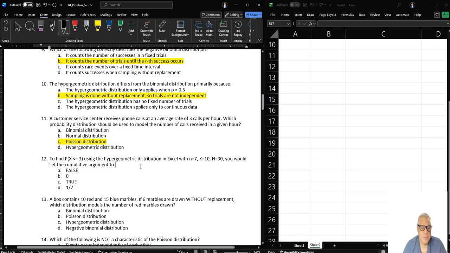To find the probability that x is 3 or less using the hypergeometric distribution in Excel with n equals 7, k equals 10, and N equals 30, you would set the cumulative argument to true. That's the one.